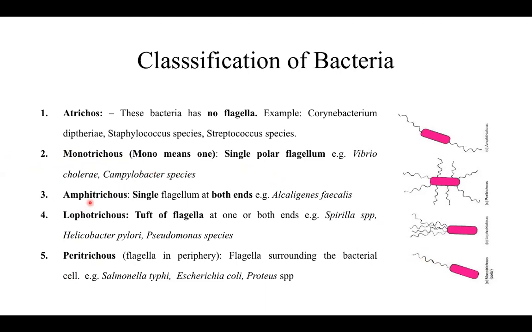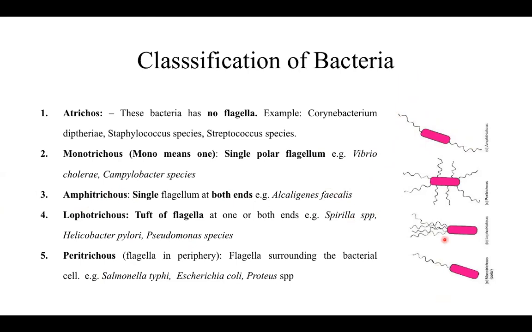Another type is amphitrichous. Bacteria possessing a single flagellum at both ends, one end and the other end, are known as amphitrichous. An example is Alcaligenes faecalis.